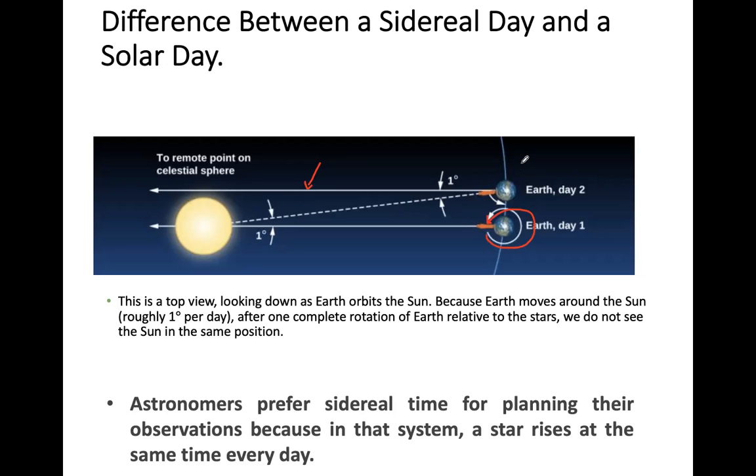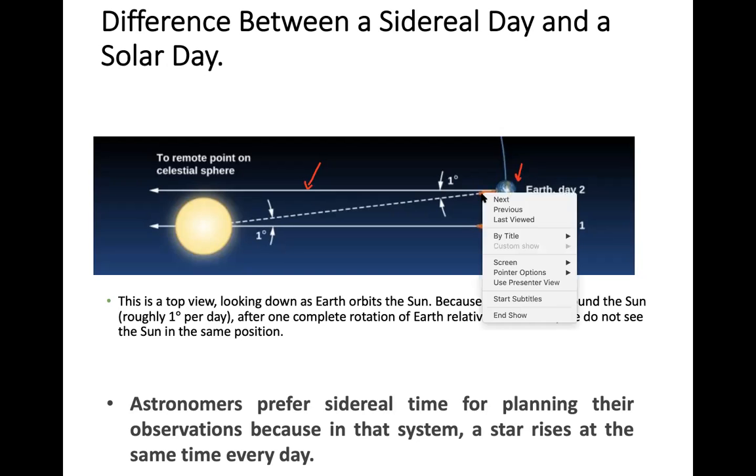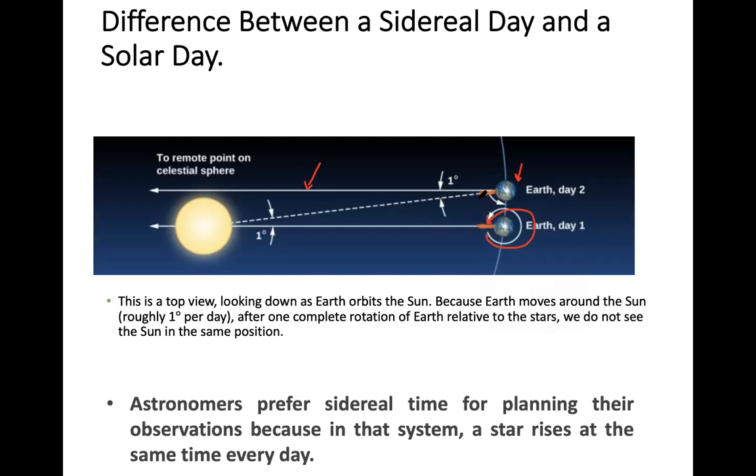you see it is rotating and going to day two, it will be maybe right here. So it has moved a degree, close to a degree. Which means it has to rotate a little bit more to point towards the sun again, right? Now this is what caused that extra 4 minutes, right? Which we call the solar day, right? So that's what I have mentioned here.